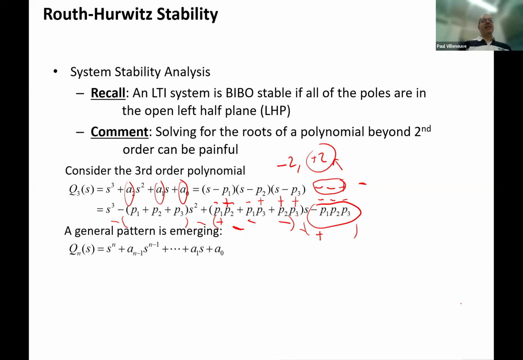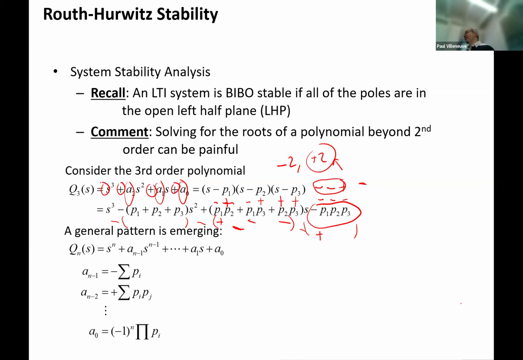If you have any negative number, you know that it's going to be an unstable system because I have a negative over here. If they're all positive, it is likely that it's going to be a stable system, but not guaranteed. You need to do more work. Do you consider all these numbers in your coefficients? So these all have to be positive.